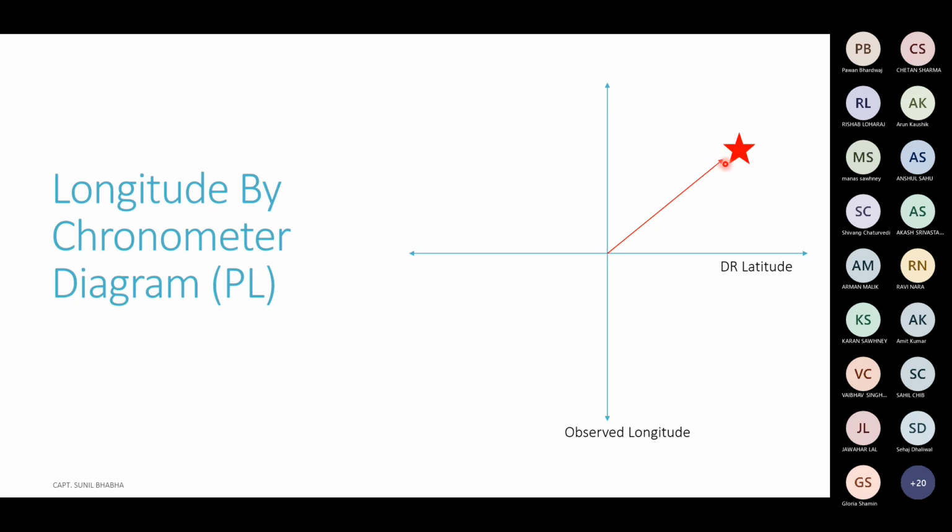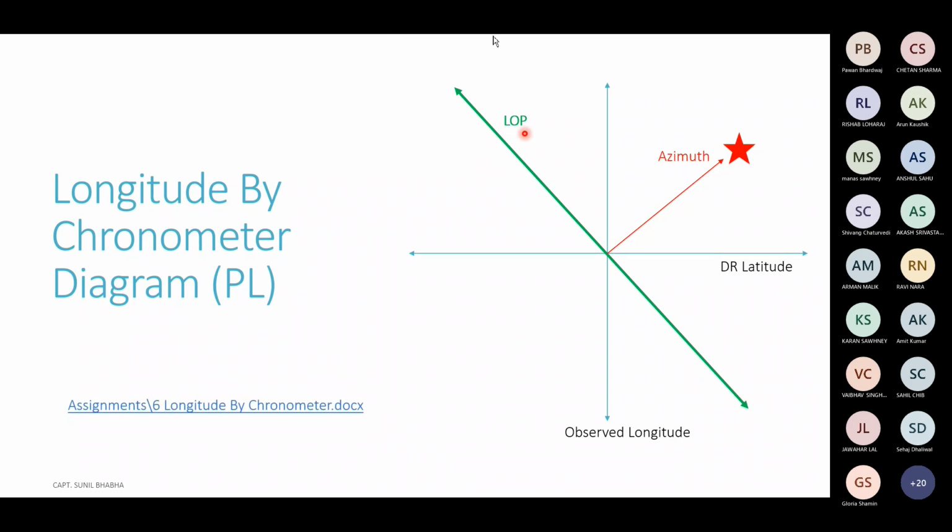Now once the azimuth is plotted, we know perpendicular to the azimuth is the position line. So at right angles to the azimuth of the body, draw the PL. So this green color line which you see is the position line, and this is how it is plotted. It is also called a LOP, that is line of position, or a PL, that is position line. So this is how we plot the position line on our chart or on our plot.